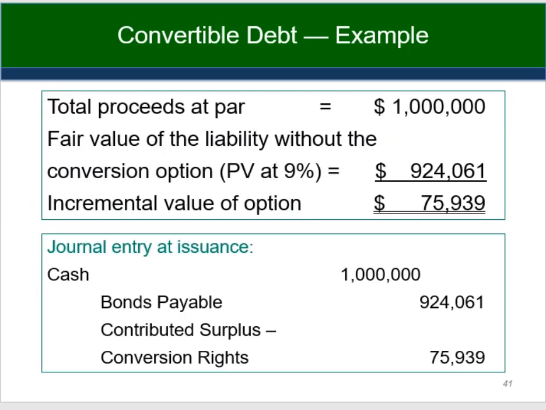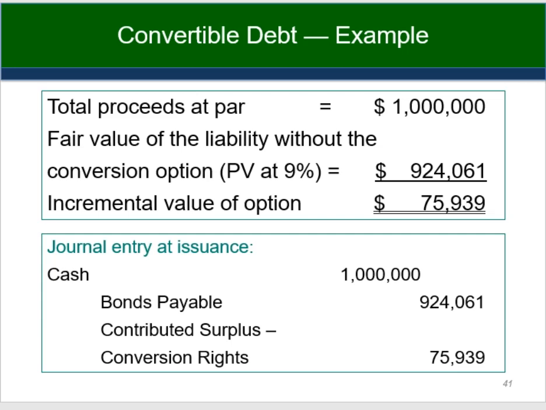924,061. So that's just the present value of the coupon payments of 60,000 and the face value, the par value of the bond at $1 million to be received 3 years from now. So the value of the option is the difference between those two. The bond is worth $924,000. The rest of the $1 million would be $75,939.